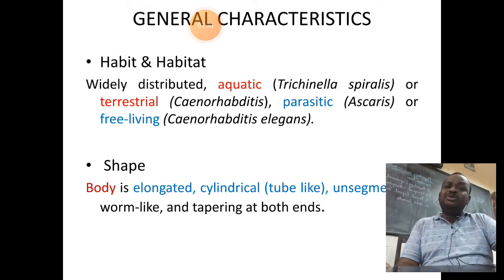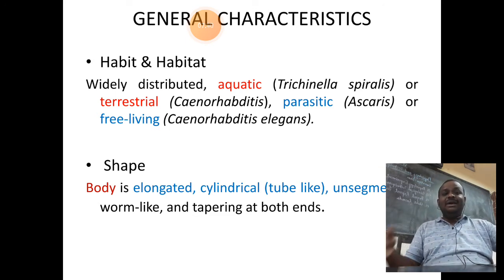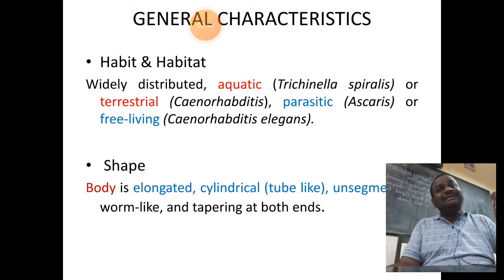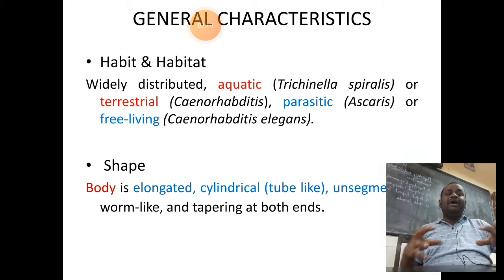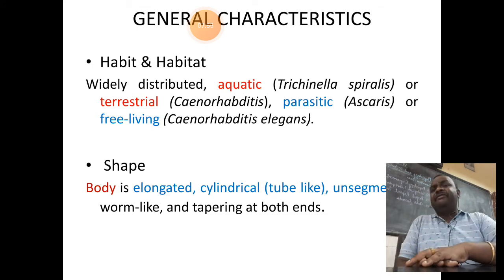Similarly, we have parasites like Wuchereria bancrofti, which commonly causes lymphatic filariasis or elephantiasis. You might have seen people with bulged legs like those of elephants. This is caused by the filarial worm, a nematode. So like this, we have a variety of parasitic nematodes under the phylum.